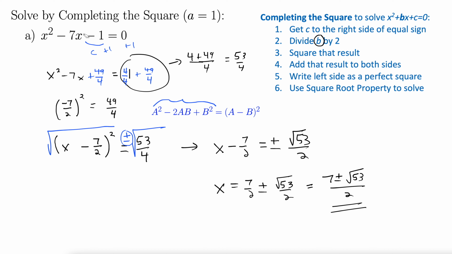One other thing to note is that we could not have solved this original equation by factoring, right? x squared minus 7x minus 1. You can try all day to factor that, it's not going to work. So this is where we had to use a separate method. We chose completing the square in this case. There are other methods. Let's try another one.